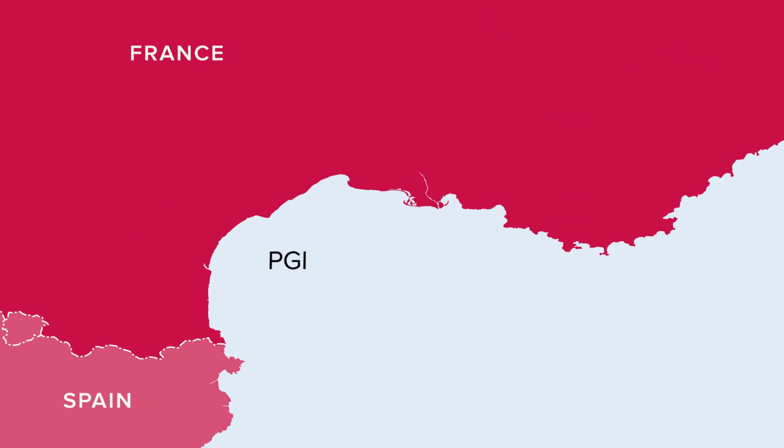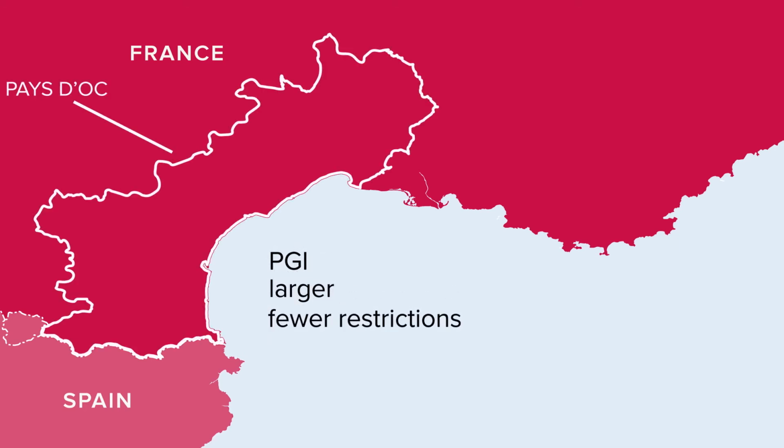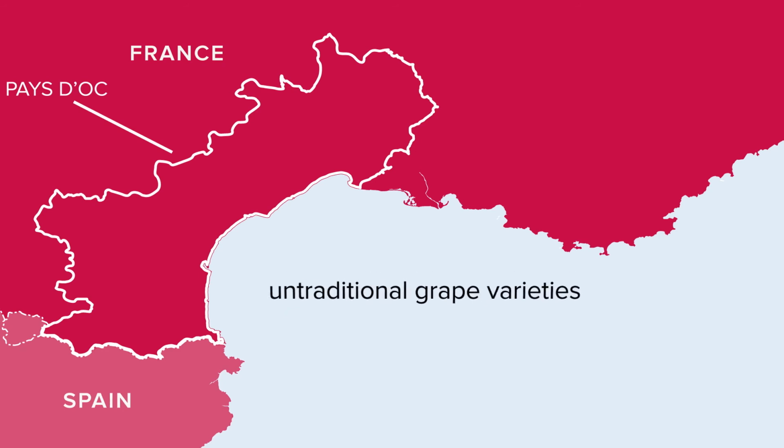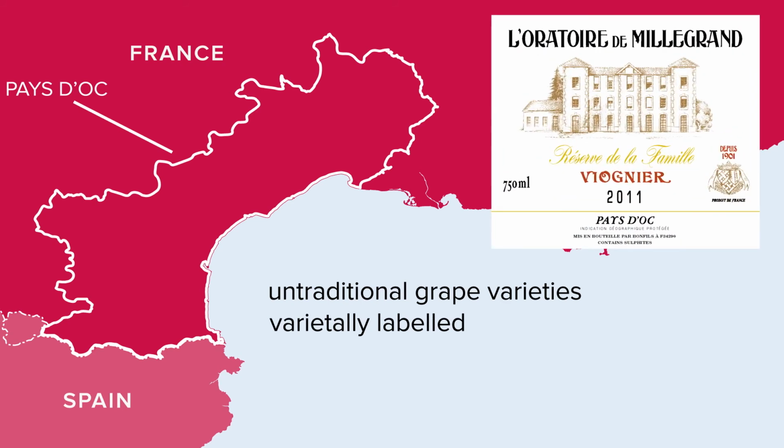PGIs are typically larger in area and subject to fewer restrictions. The Pays d'Oc is the most important PGI in this part of France, and it is used by producers who want to use varieties such as Cabernet and Chardonnay that are not traditional to the region. These wines are typically varietally labelled. Here, the traditional labelling term is Vin de Pays.